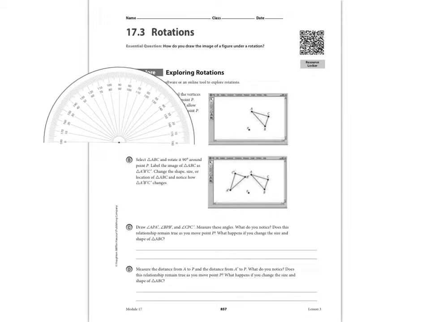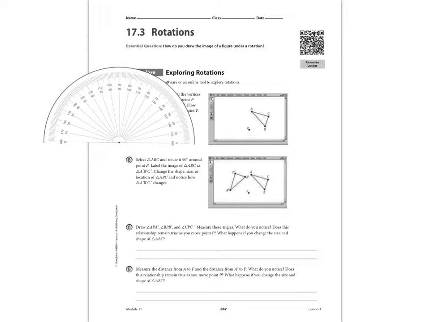Let's take a look at 17.3, rotations. This is the third and final type of transformation that's a rigid motion. Remember that a rigid motion is when you do a transformation, it preserves both the side length measure and also angle measures. Those stay the same.